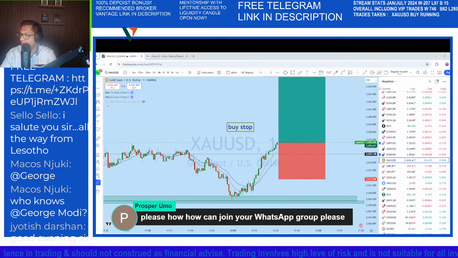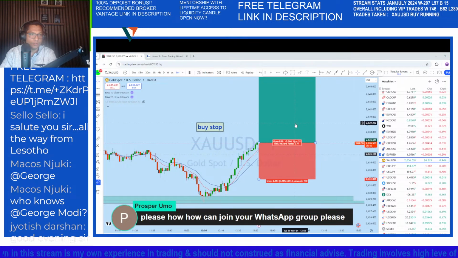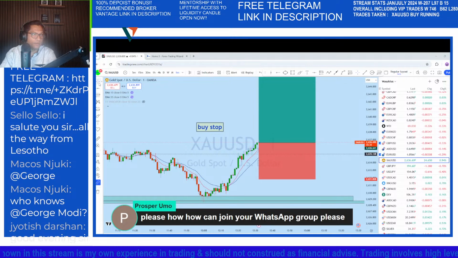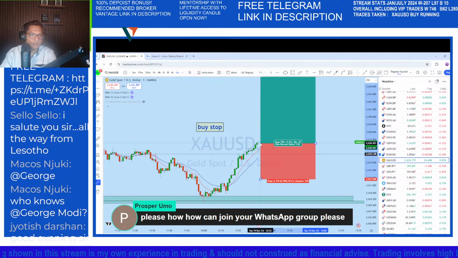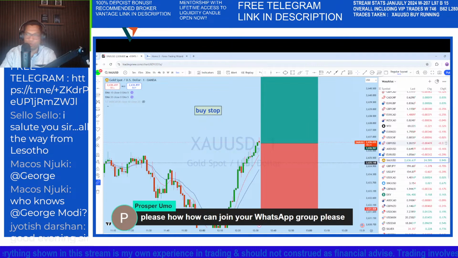I'm late in my entry, so I might need to go with an instant market order. So it's an active trade now at the moment. After yesterday's session, we have opened one trade today.